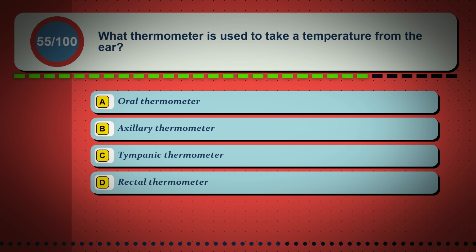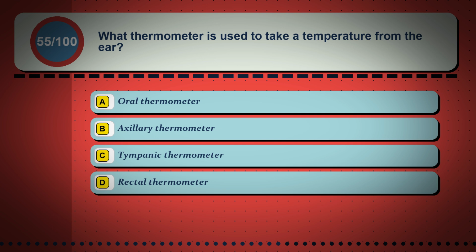Question 55. What thermometer is used to take a temperature from the ear? Option A, oral thermometer. Option B, axillary thermometer. Option C, tympanic thermometer. Option D, rectal thermometer.